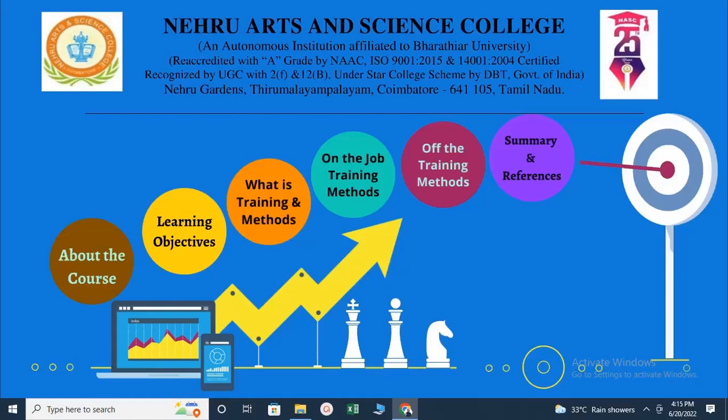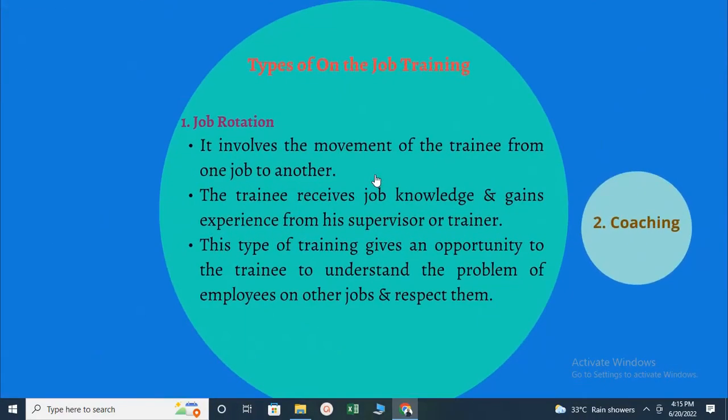Now we can see the details of the on-the-job training methods. Types of on-the-job training. First one is job rotation. What is job rotation? It involves the movement of the trainee from one job to another. Job rotation takes place in an organization for newly joined employees, to make them aware of the entire job.